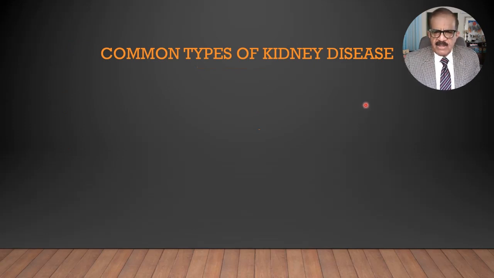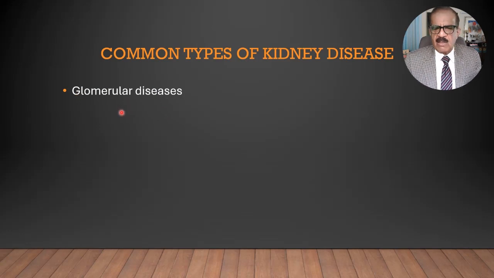Common types of kidney diseases. Now please, just a reminder, this is only an introductory video. All these diseases I'm going to discuss in detail later. For example, first of all, glomerular diseases. This is further divided into many diseases: diabetes and hypertension can affect glomeruli, autoimmune diseases can affect glomeruli, amyloidosis can affect glomeruli, and similarly glomerulonephritis. So there are many diseases which can affect glomeruli.